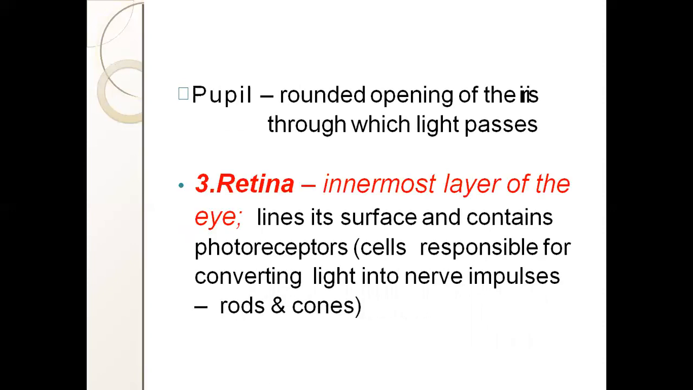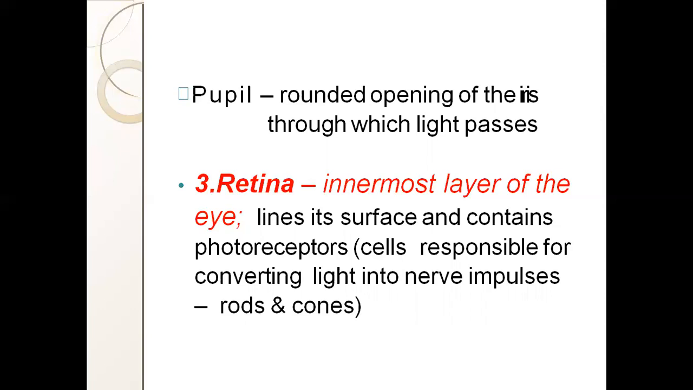Then pupil. Pupil, that is a rounded opening of the iris through which light passes. Means through this rounded opening the light will pass. Through the pupil only the eye will be getting the light, and the pupil will be responsible for passing the light into the eyes.